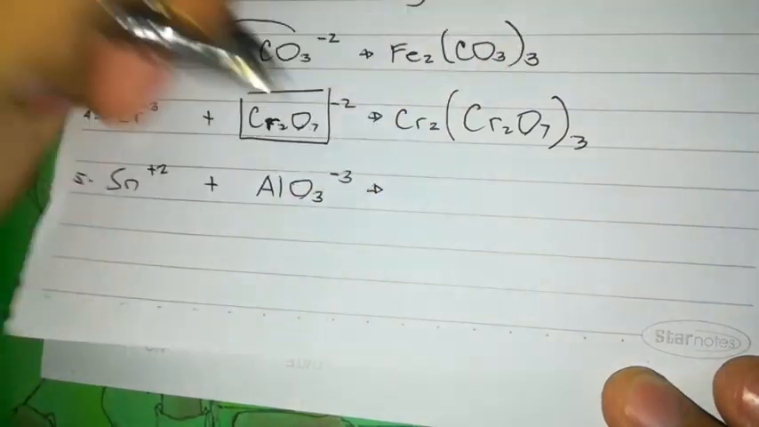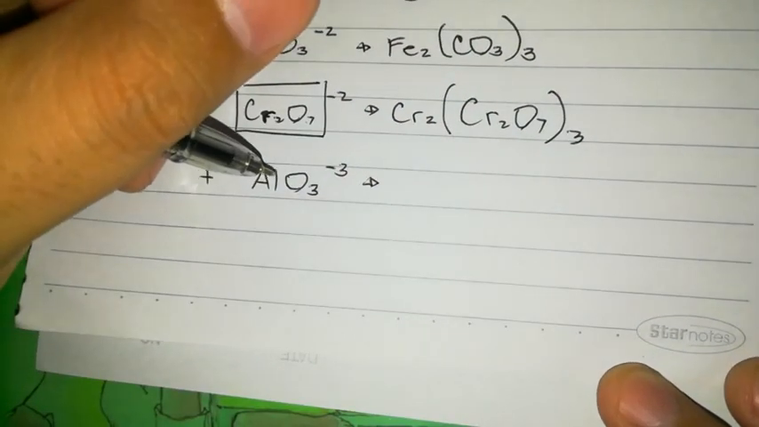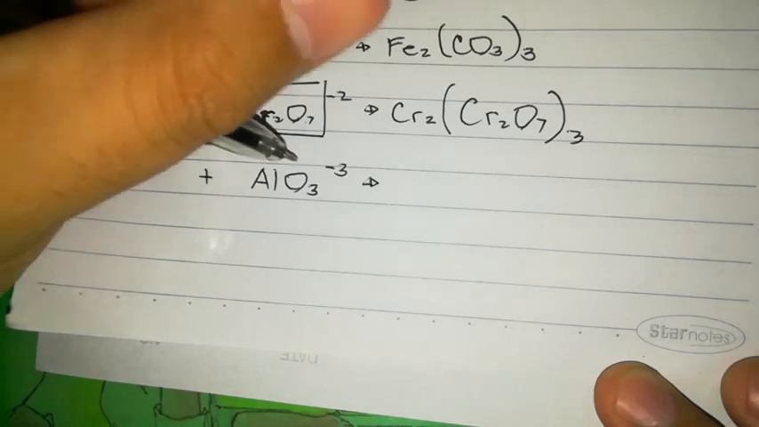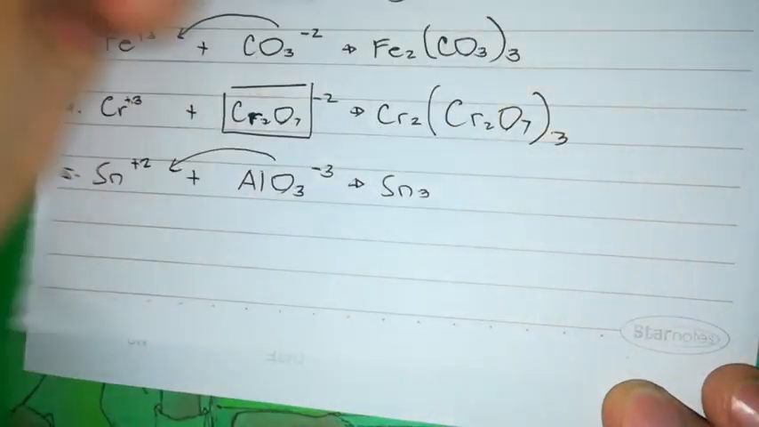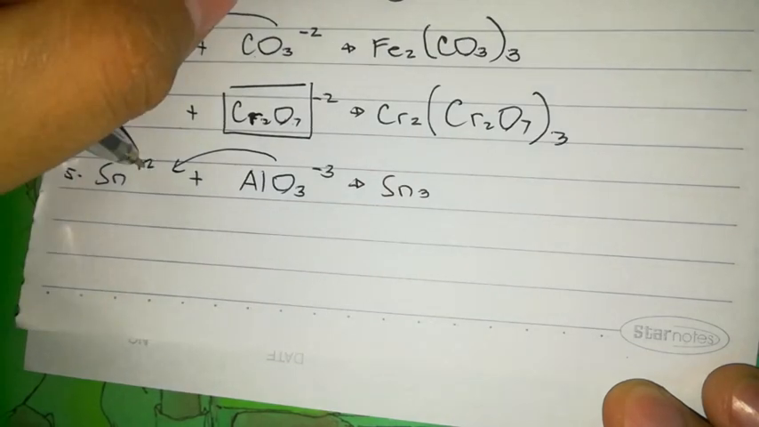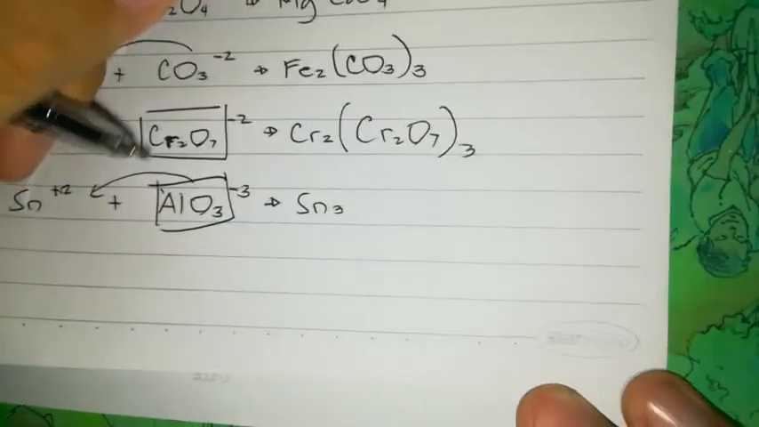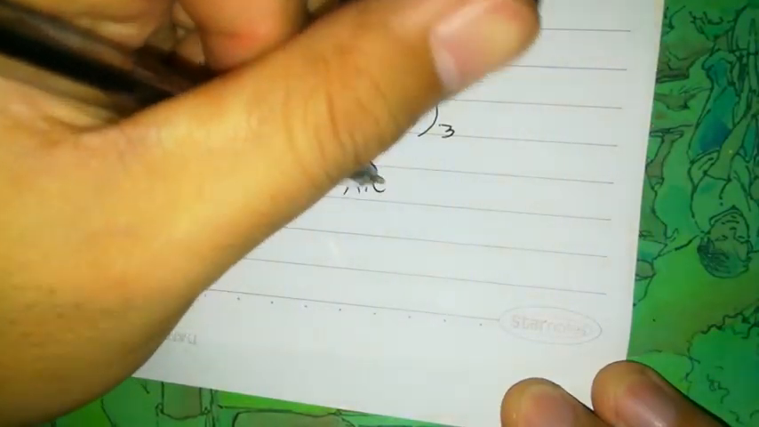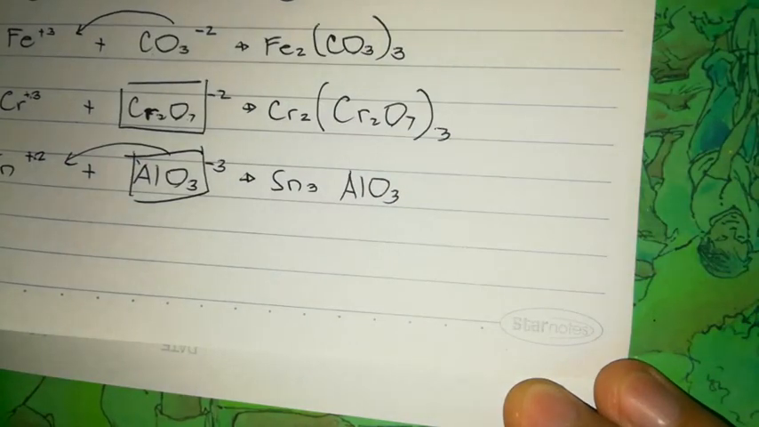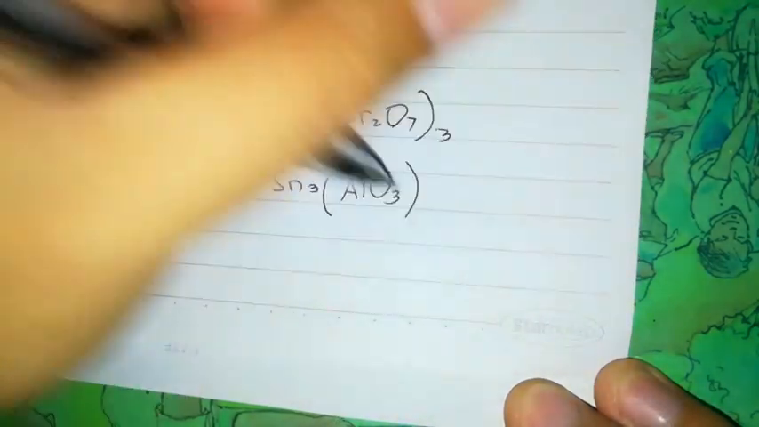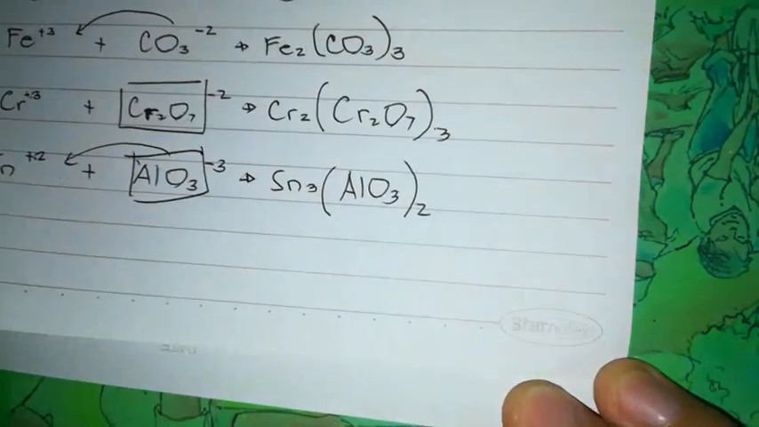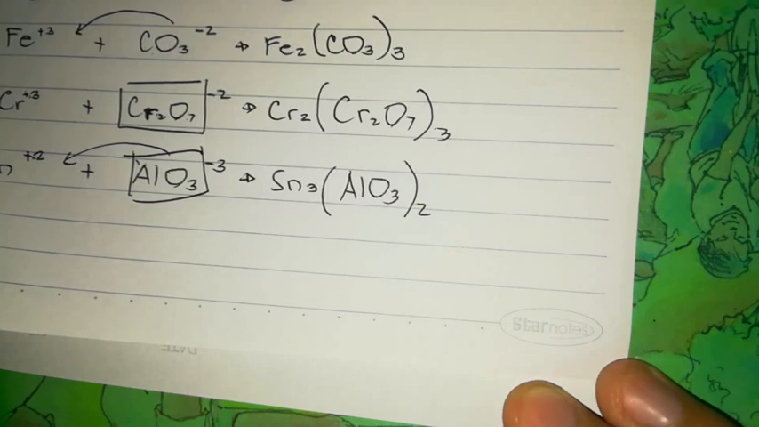Okay, lastly, number 5. Si AlO3, negative 3. Yung 3 mapupunta kay Sn. So, it will become Sn3. And then yung 2, mapupunta kay AlO3 pero hindi uli natin ito pwedeng baguhin kaya write it down AlO3 and then enclose it in a parenthesis tapos ilagay yung 2. So that is how we combine substances. Now going back to our topic.